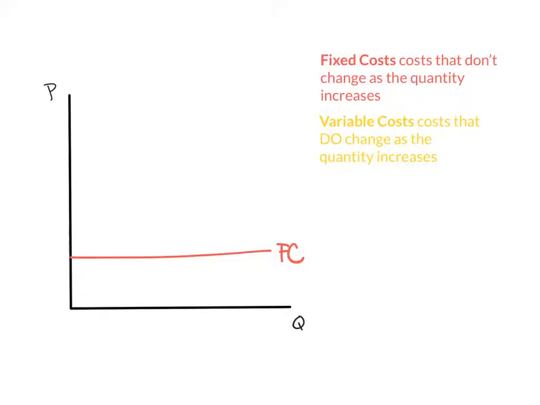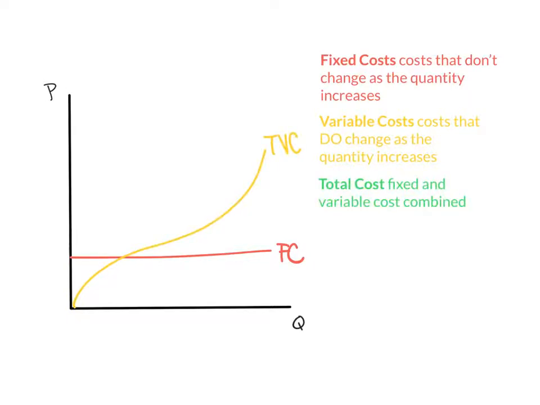Okay, now on to variable costs. Variable costs are costs that do change as the quantity increases. Now the variable cost curve can vary a little bit based on the situation and the product you have, but for the most part, variable costs tend to follow this shape.